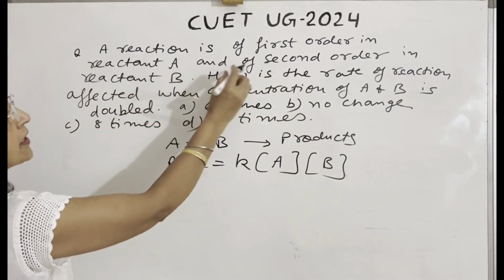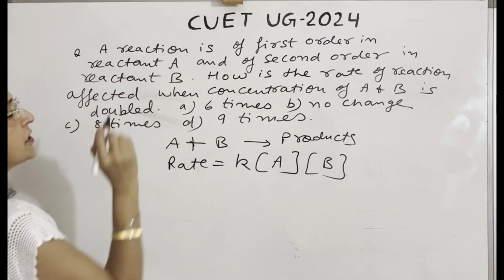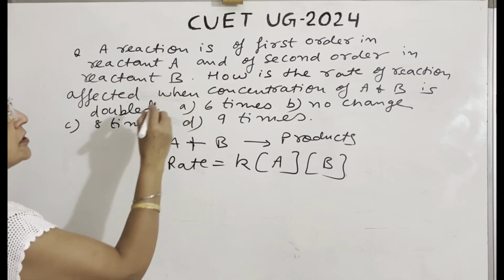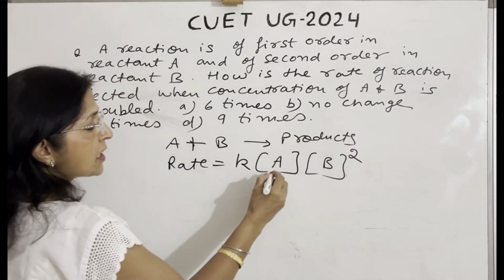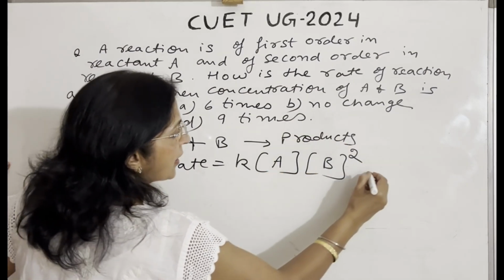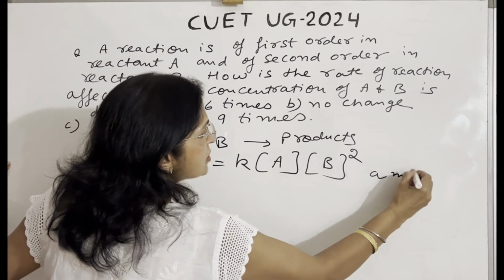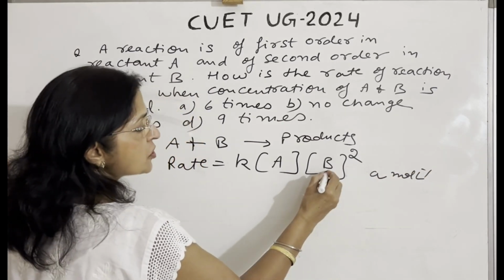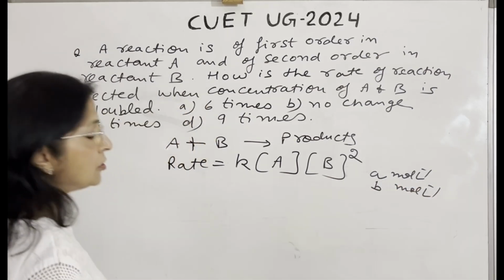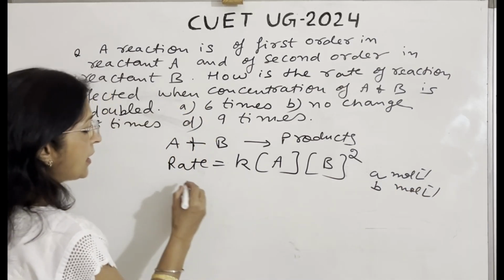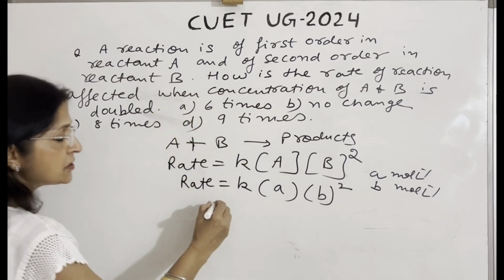क्वेश्चन में हमसे वो क्या कह रहा है, reaction is of first order in reactant A and of second order in reactant B, तो यहाँ पर आएगा 2. If we consider the concentration of reactant A is a moles per liter and concentration of B is small b mole per liter, so in terms of small a and b, the concentration of A and B is doubled.